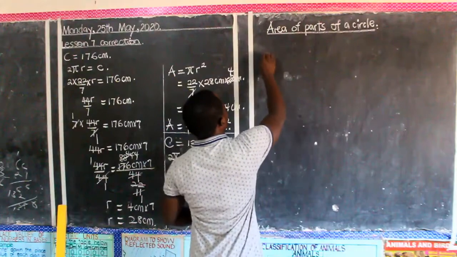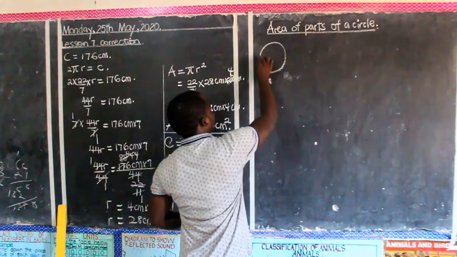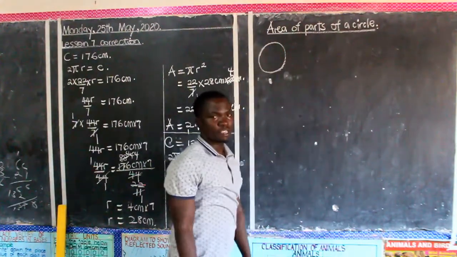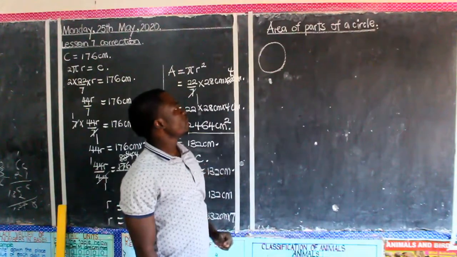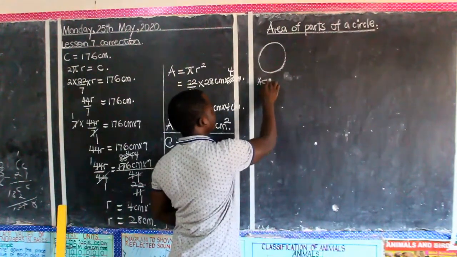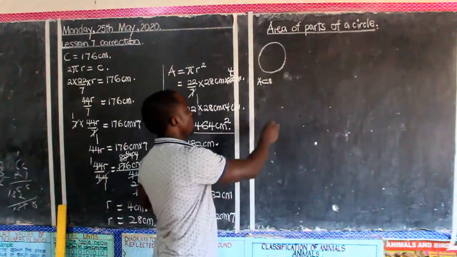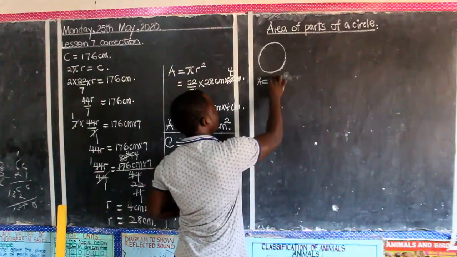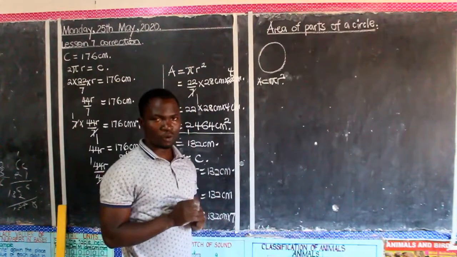Now, here, this one is the one we call a circle. This is a full circle, okay? So the area for finding this circular figure, this one is a full circle, and its area is equal to pi r squared.